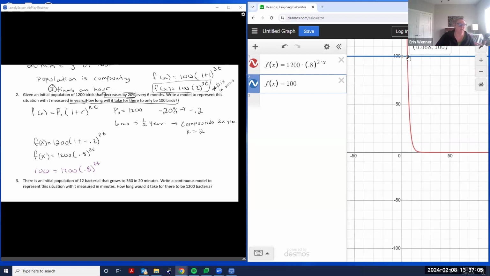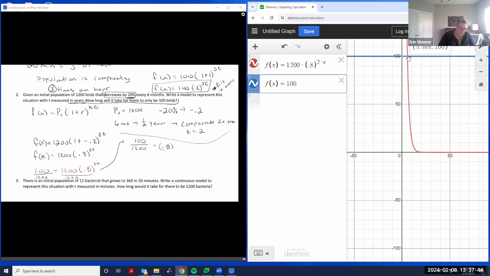And I know I have to use logarithms because my variable is in the exponent. In order to get to that variable in the exponent, the only way to get there is by using the inverse function, which is a log. So if we look at the algebra of the situation, we've got 100 equals 1,200 times 0.8 to the 2t. So we need to divide both sides here by 1,200. So I've got 100 divided by 1,200 equals 0.8 to the 2t.